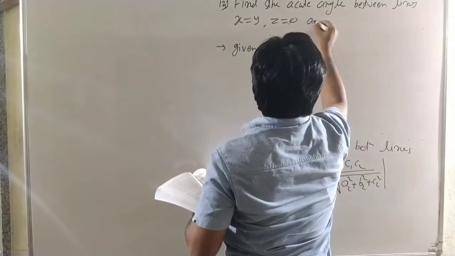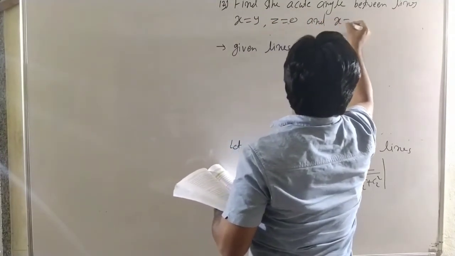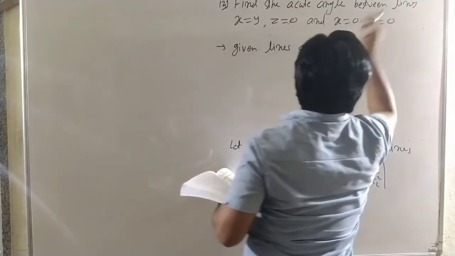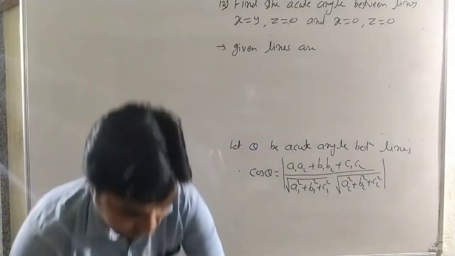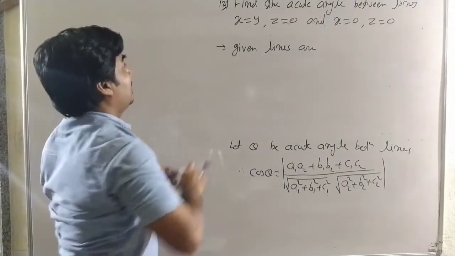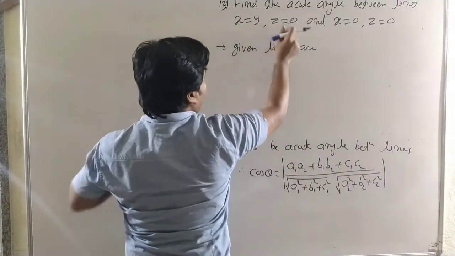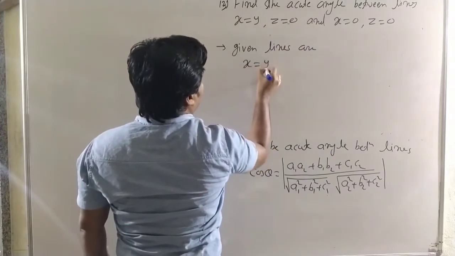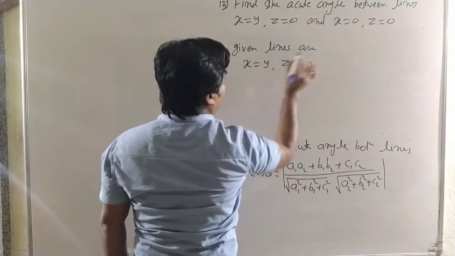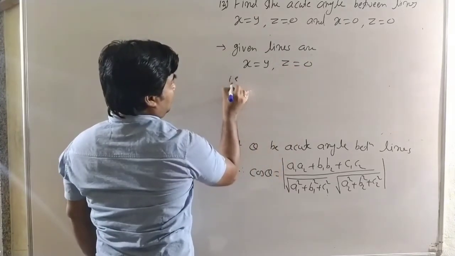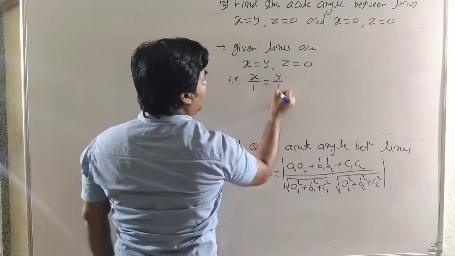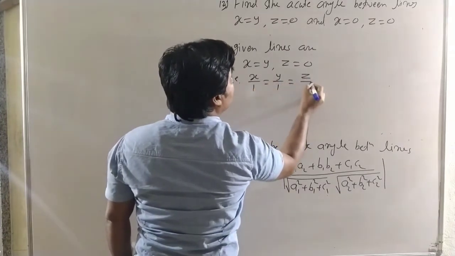And x equal to 0 and z is equal to 0. These are the two lines. First line is x equal to y and z is equal to 0. Here given lines are x is equal to y and z is equal to 0. That means, see carefully, x upon 1 is equal to y upon 1 is equal to z upon 0.